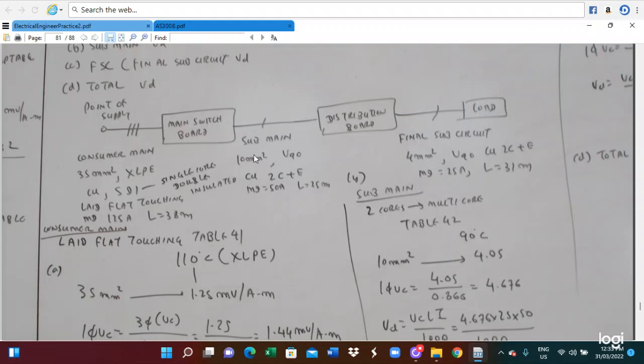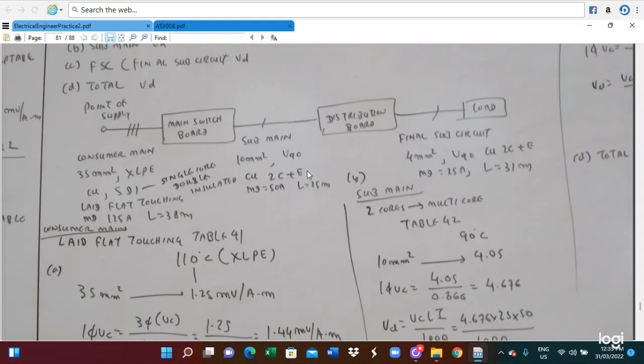For the sub-main, the wire size is 10 millimeter square V90 wire, and this is copper. The maximum demand is 50 ampere, and the length is 25 meter. For the final circuit, the cable size is 4 millimeter square V90. This is the copper wire.